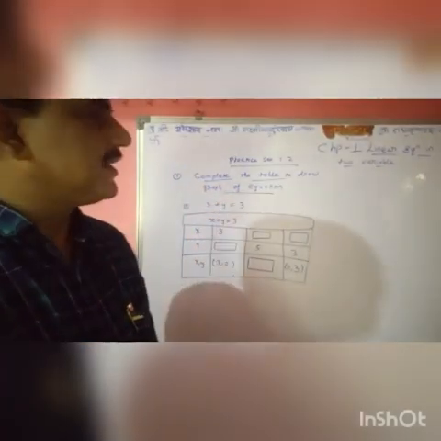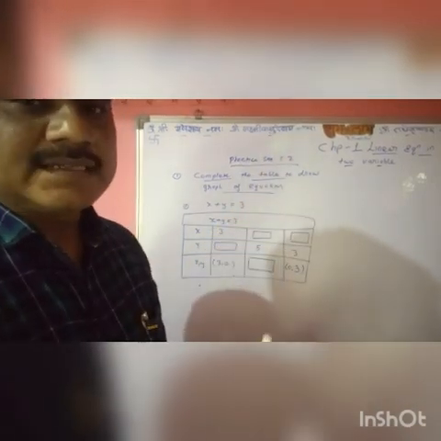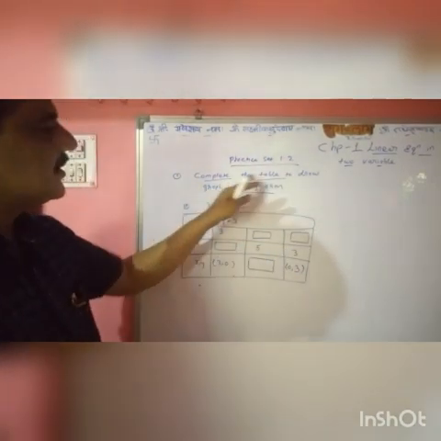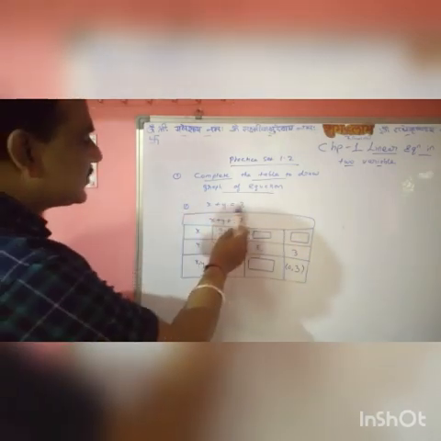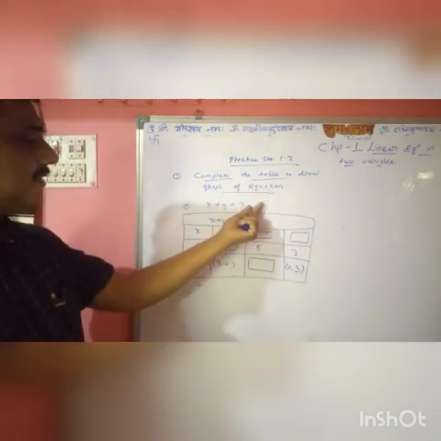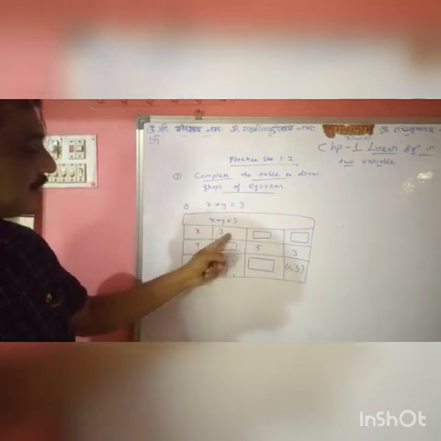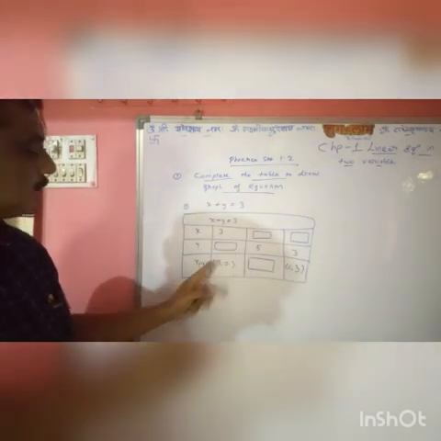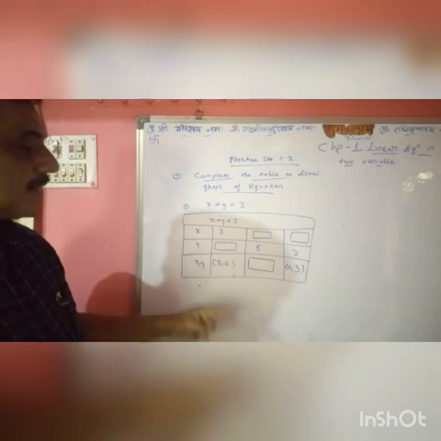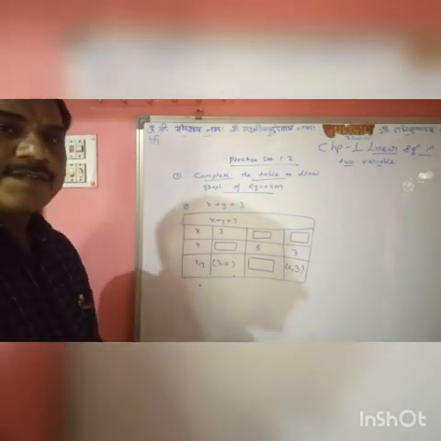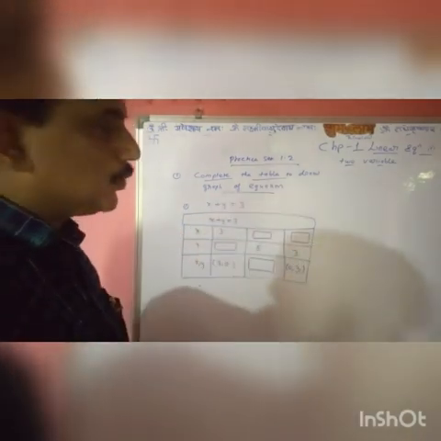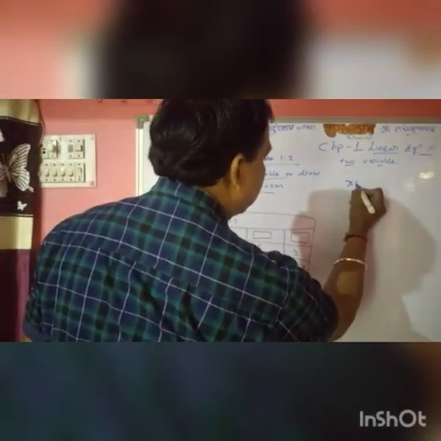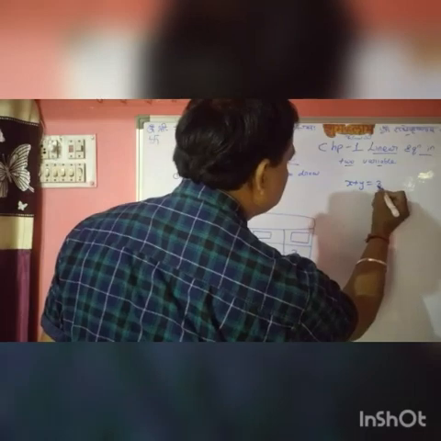Now we will see practice set 1.2. Practice set 1.2 is what? Complete the table to draw the graph of the equation. Here x plus y is equal to 3. This is the given equation. Here x is equal to 3, y we have to find out, x, y: 3 and 0. In such a type of equation, what do you have to do? Write the equation x plus y is equal to 3.